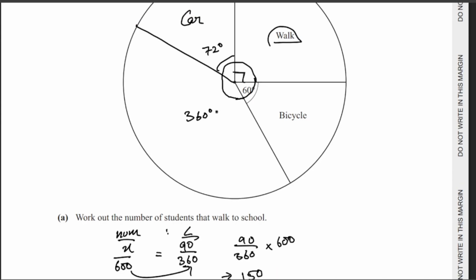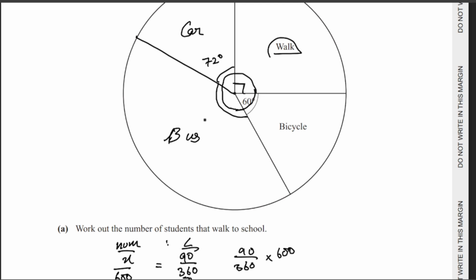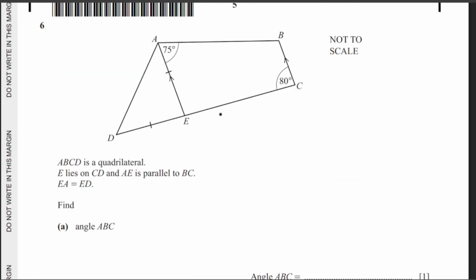And the remaining amount, which you could calculate, is the students who go by bus. That's simple, easy, 3 marks. Just calculate over here. This equals 138 degrees. Don't worry, I have the marking scheme open, just reassuring you.